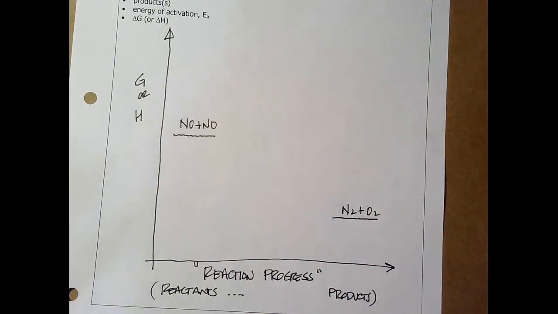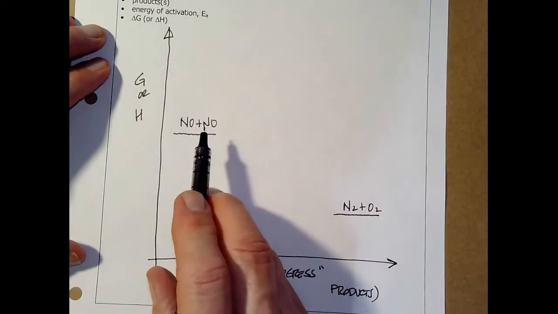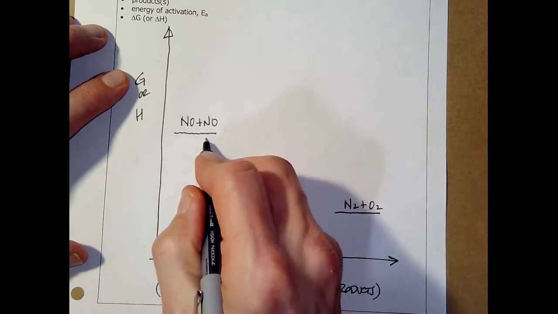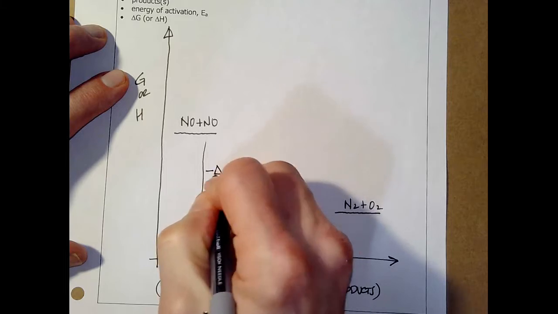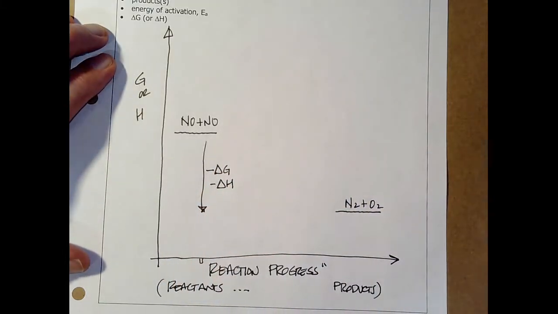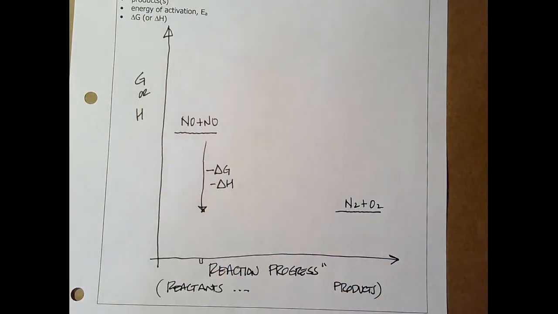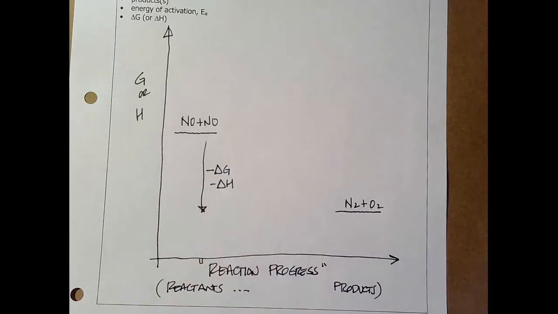Now that alone, that's what we've been looking at. It says, oh, this was higher in energy. There was more enthalpy or Gibbs free energy, and there's less. So I can say, oh, that's a negative delta G or a negative delta H. I can see, oh, this thing went down. It's exothermic or exergonic. And I can tell because my products are lower than my reactants.